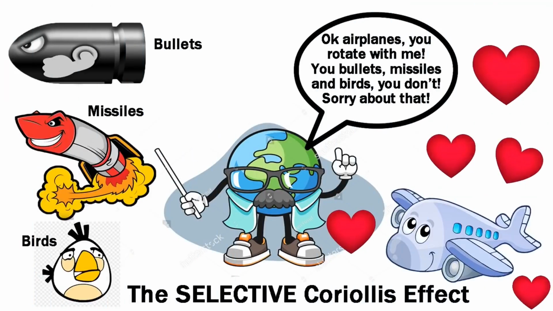Isn't that very selective from the Coriolis effect, that bullets and missiles and birds have to adjust but airplanes don't? Does this Big Bang favor airplanes over other equipment or other things that fly? It doesn't really make any sense. So if the atmosphere is moving with the Earth, why does it affect bullets, missiles and birds but not airplanes? So that's another contradiction within the heliocentric model that makes no sense at all.